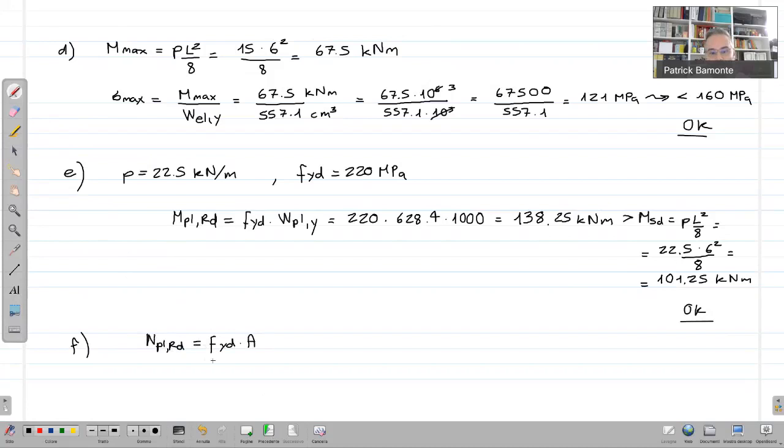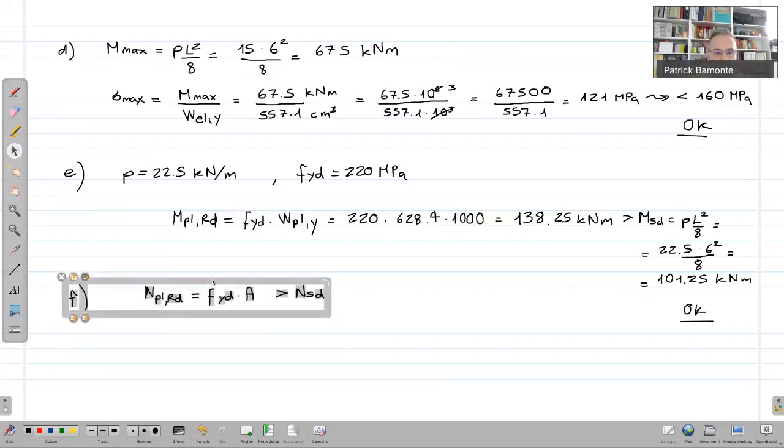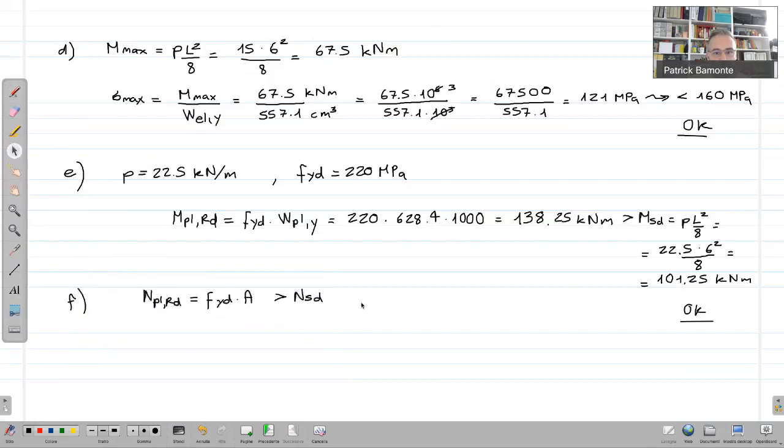I know Fyd. I want NPLRD to be larger than NSD. By reversing this equation, I can determine the minimum area the tension tie has to have in order to fulfill this check. Let me create a little bit more space. So let me just bring up this equation. First, let us calculate NSD.